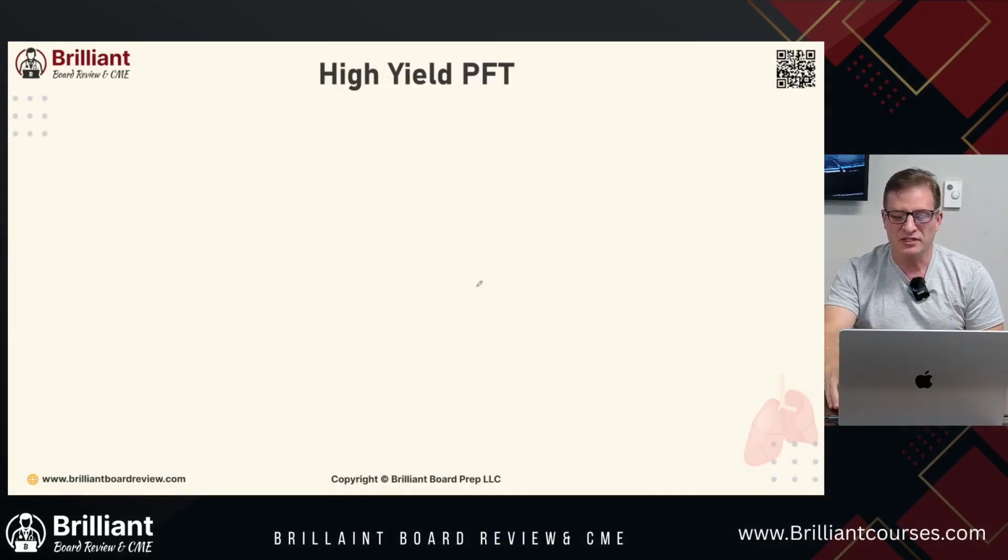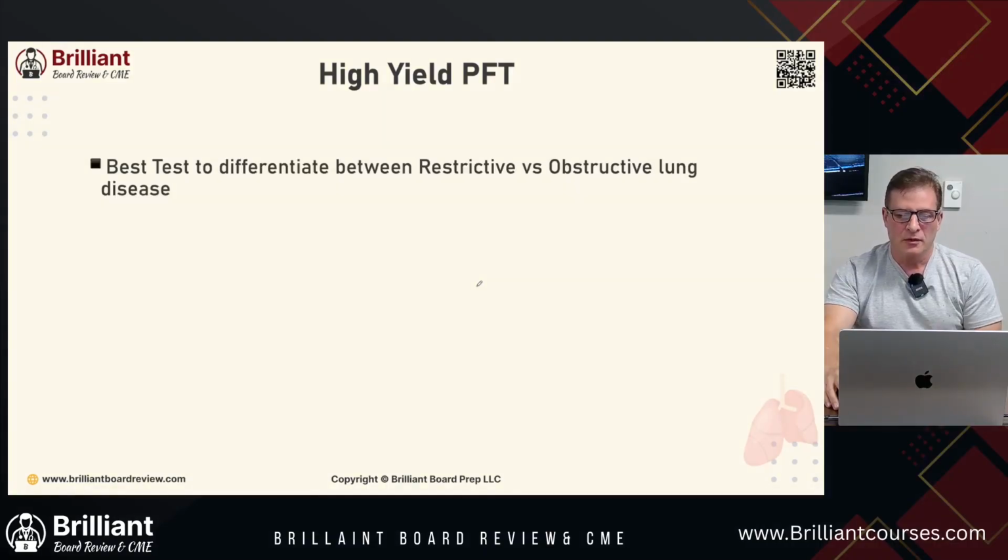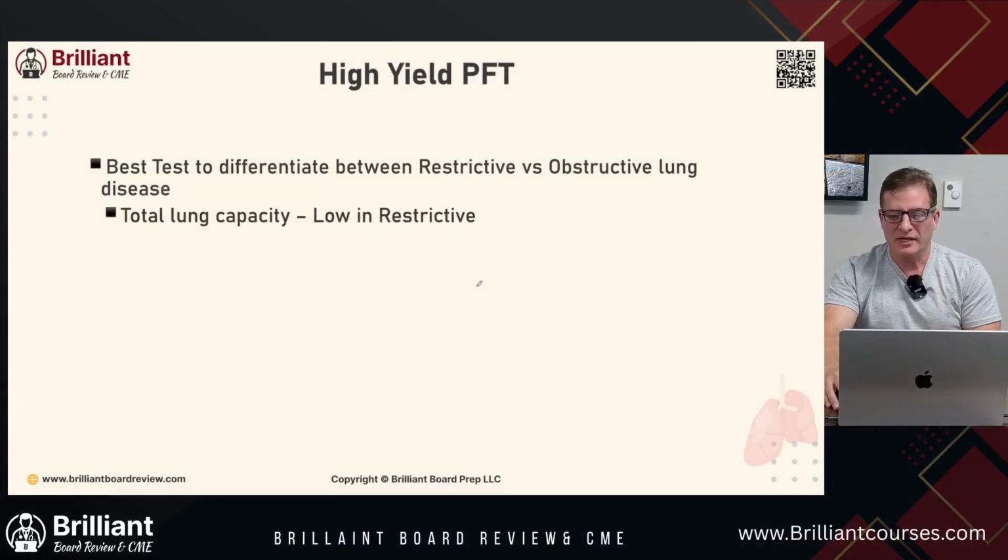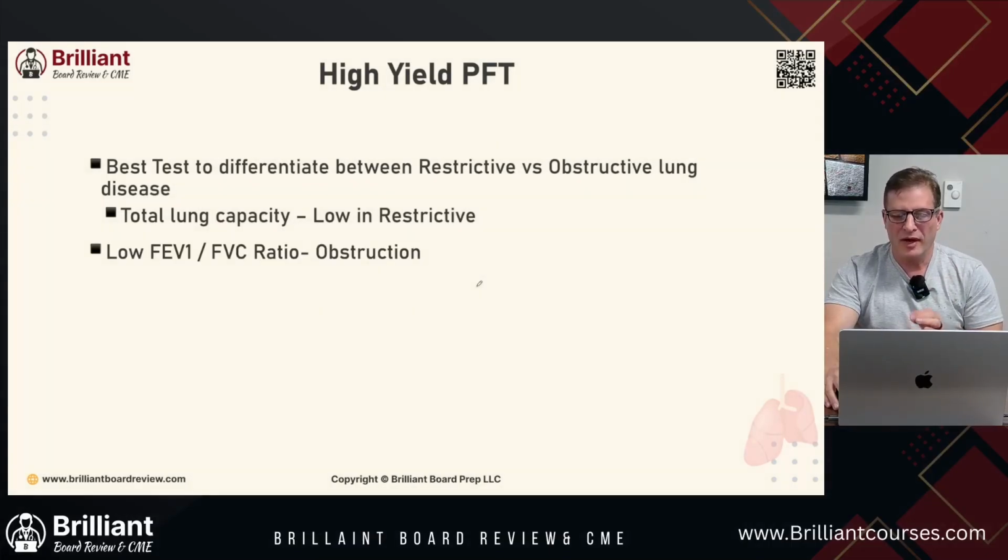High-yield PFT points are things that give you points on boards and when you have to interpret or review PFTs. These are tests to differentiate between obstructive versus restrictive lung disease. Total lung capacity is going to be low. Remember, with restrictive, everything's low, including a low FEV1 to FVC ratio. And obstructive, we went through this, we're beating this horse so you get this in your brain.